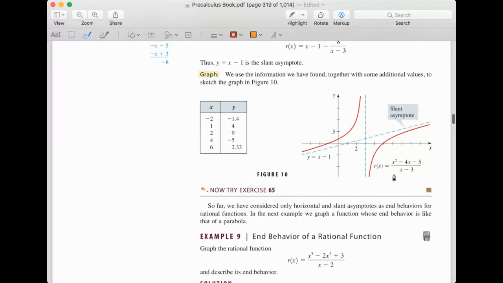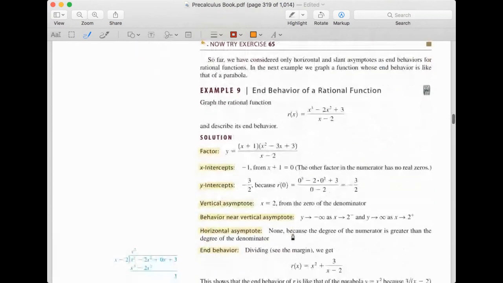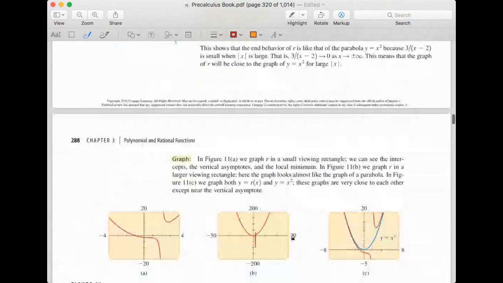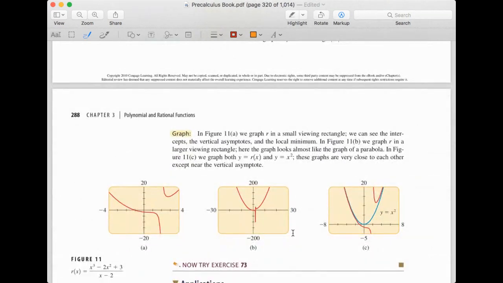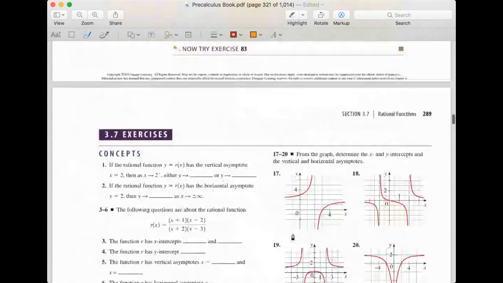So let's see this one. In this graph, the degree in the numerator is 2 and the degree in the denominator is 1. So the degree in the numerator is higher, and we get these two branches.